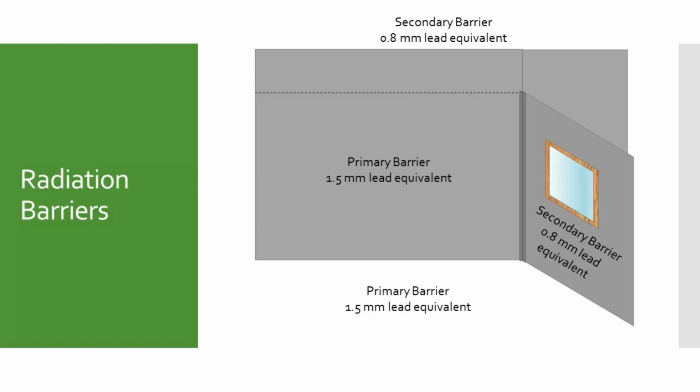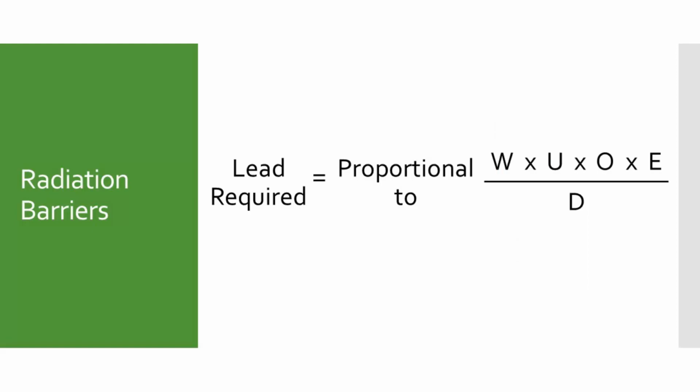These barrier thicknesses that I just reviewed are the minimum, and sometimes more protection may be required. To determine the amount of radiation protection that is needed, we use an equation. The equation takes into consideration a number of factors, including workload or how many exams and at what radiation dose. This is calculated as the MA per minutes. This is multiplied by a use factor, which is multiplied by an occupancy factor, which is the amount the adjacent rooms are occupied throughout the day.